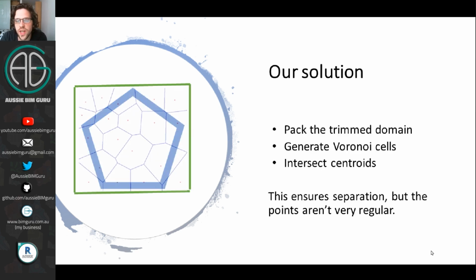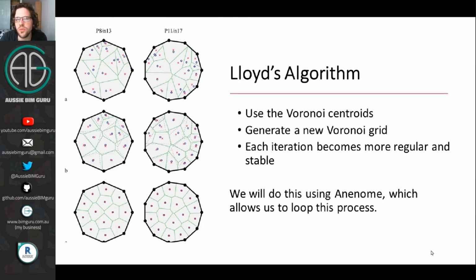So the solution we're going to look at instead is to pack the trimmed domain, generate some Voronoi cells in this domain, and then intersect the centroids instead. This will create a lot more separation between the points and they won't be as regular. But we're going to be using something a little bit more complicated here in order to make them more equally spaced, because Voronoi by default in a standard surface isn't typically very equally spaced, but we can use what's called Lloyd's algorithm, which allows us to resource the centroids of those Voronoi over and over again until we reach a relatively stable state where most of the centroids happen to be quite equally spaced.